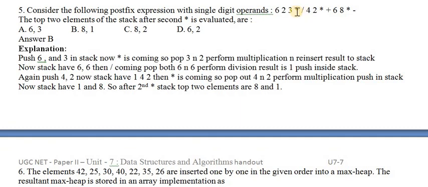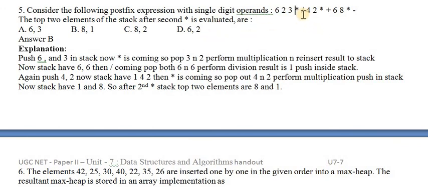Now star is coming. So what do we want to do? We want to pop the top two elements from this stack. So what will be on top? 3. We place it to the right of this star. Then the next top element is 2. I place it to the left of this star. So now 2 into 3 is what? 6. And 6 is already there, so over that we place 6 again.